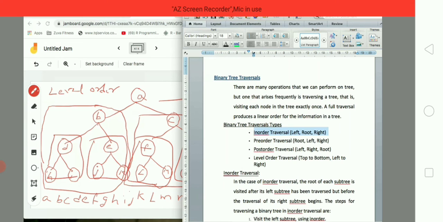So these are the types of binary tree traversals: in order, pre-order, post-order, and level order traversals. I hope you understand each and every topic.